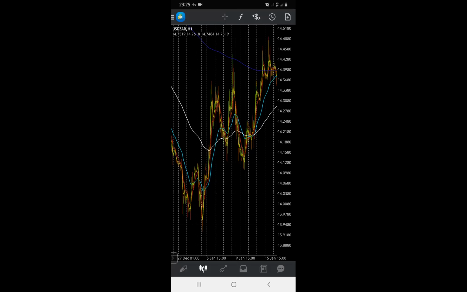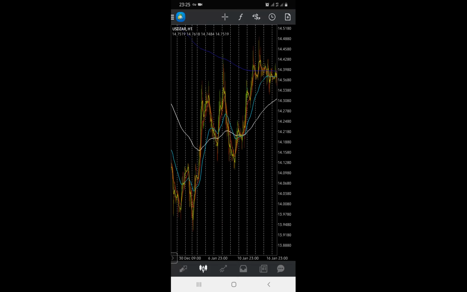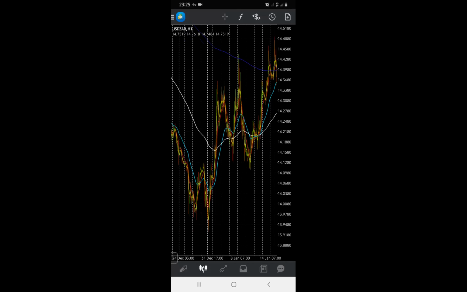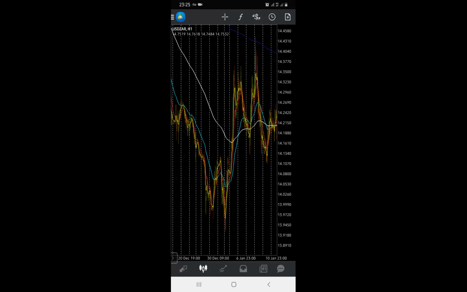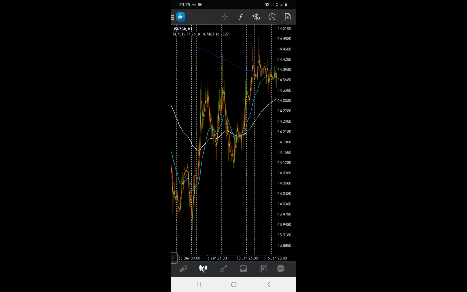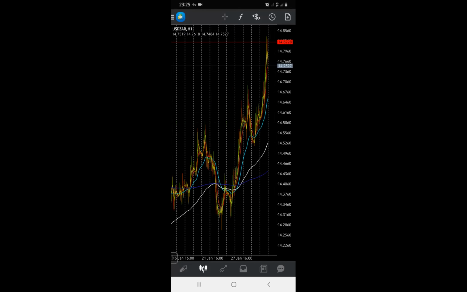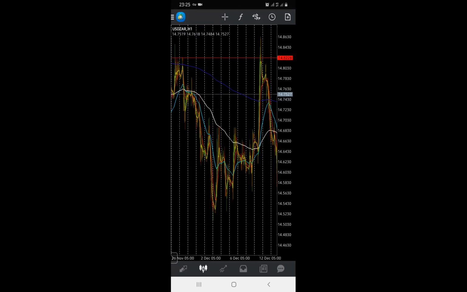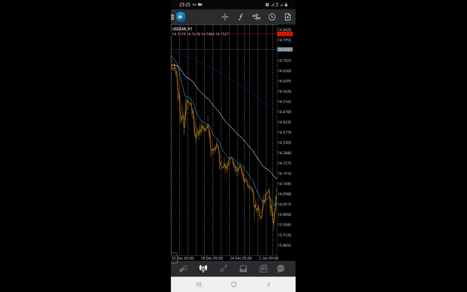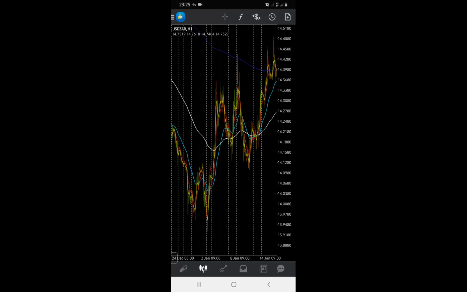They cannot just go upwards, but they have to make a false move first to trap the retail traders. So basically, what's important in my market maker method is counting of levels and moving averages. As you can see, I have the 50, 18, 200, and 800 EMAs. They also work.